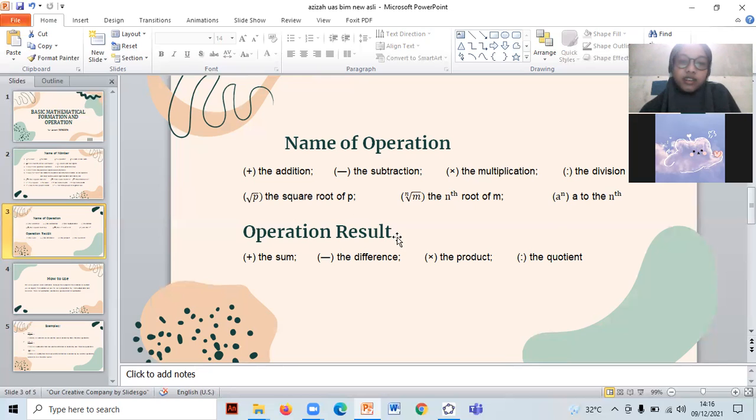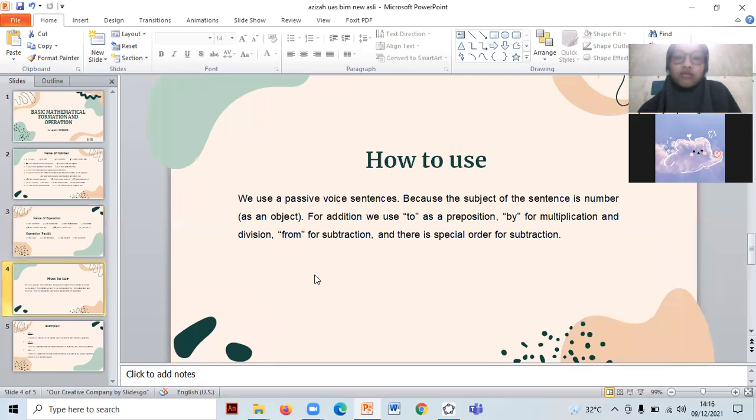Next, operation result includes the sum, the difference, the product, the quotient. Next, how to use. We use a passive voice sentence because the subject of the sentence is number as an object. For addition, we use to as a preposition. By for multiplication and division, from for subtraction, and there is a special order for subtraction.